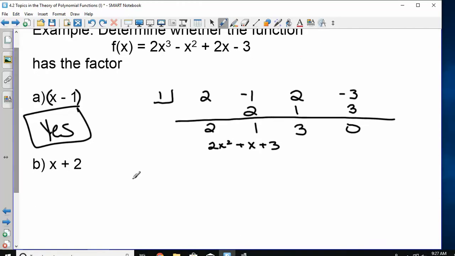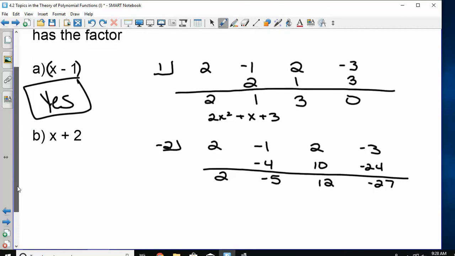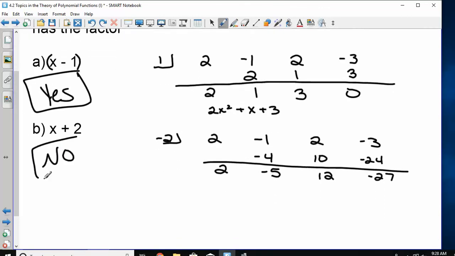So if I want to check if x plus 2 is a factor, what do I put out in my box? Negative 2. We're going to do the synthetic with that. So the 2 comes down. 2 times negative 2 is negative 4. Add, we get negative 5. Negative 5 times negative 2 is positive 10. Add, and we get 12. Multiply, that's negative 24, add, and we get negative 27. So is this one a factor? No. If you don't get a 0 there, it's not a factor.